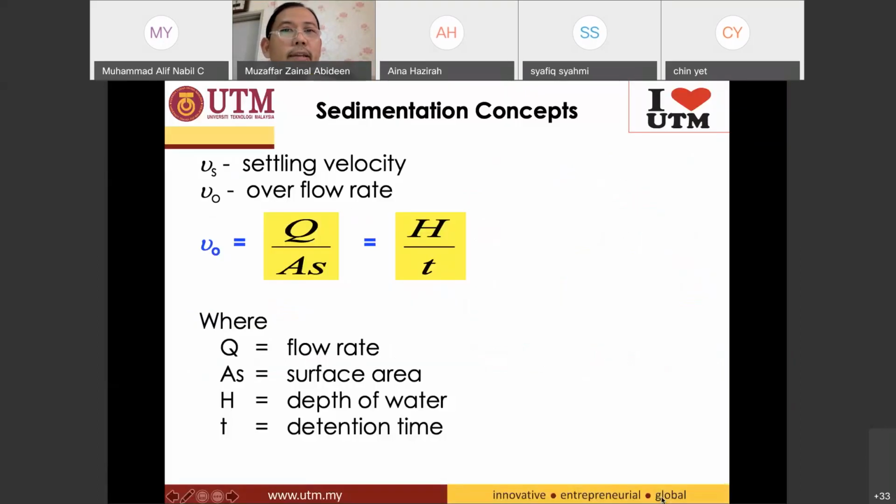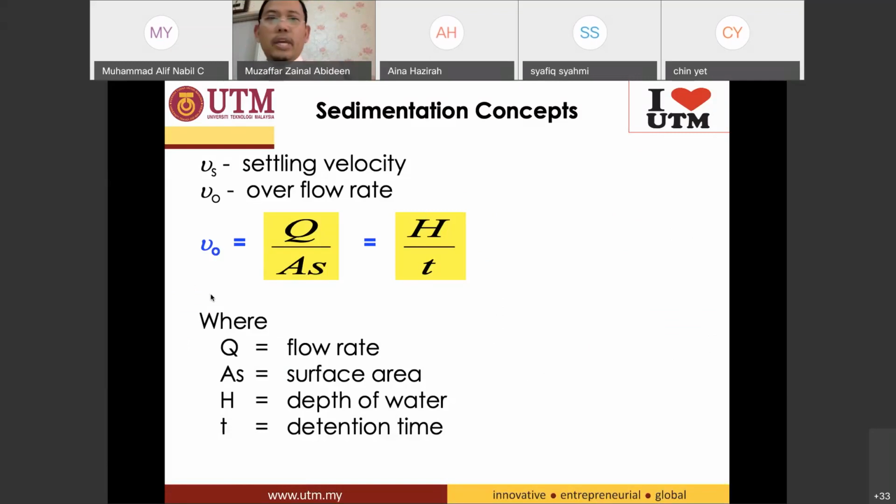Go through the slide. So this is the sedimentation concept. I've already introduced you. V naught is equal to Q divided by ES, H divided by T. So just look through your notes in your book, okay? If there is anything to write down. So I think there's nothing.